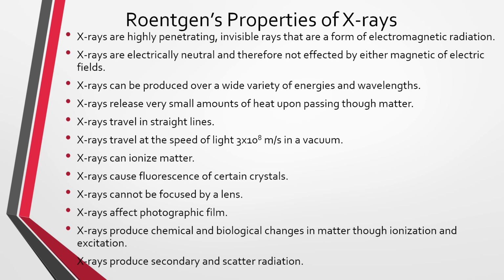X-rays can ionize matter. X-rays cause fluorescence of certain crystals. So the barium crystal that was mentioned fluoresced, or glowed, when it was being exposed to the X-rays. X-rays cannot be focused by a lens. They travel in all directions. X-rays affect photographic film. X-rays produce chemical and biological changes in matter through ionization and excitation. X-rays produce secondary and scatter radiation.